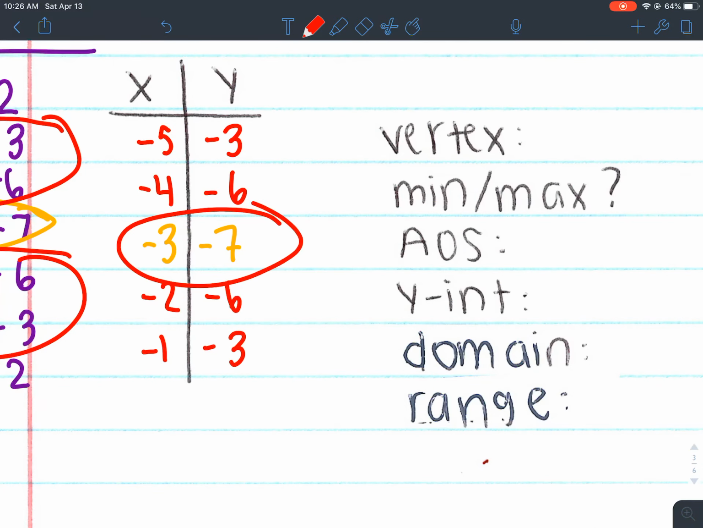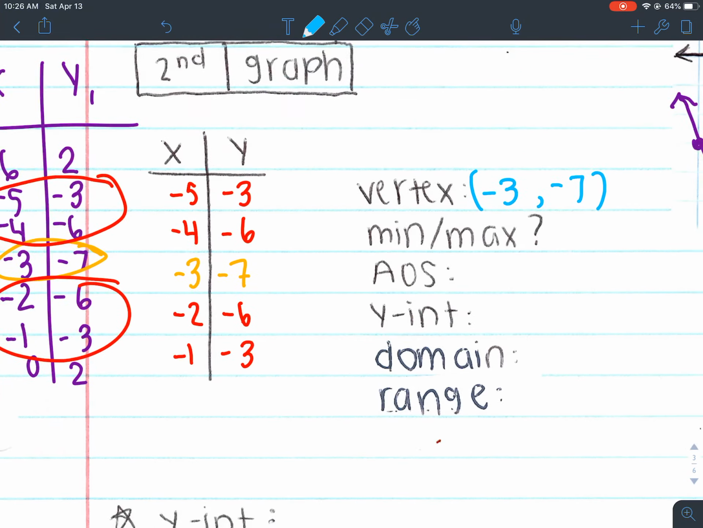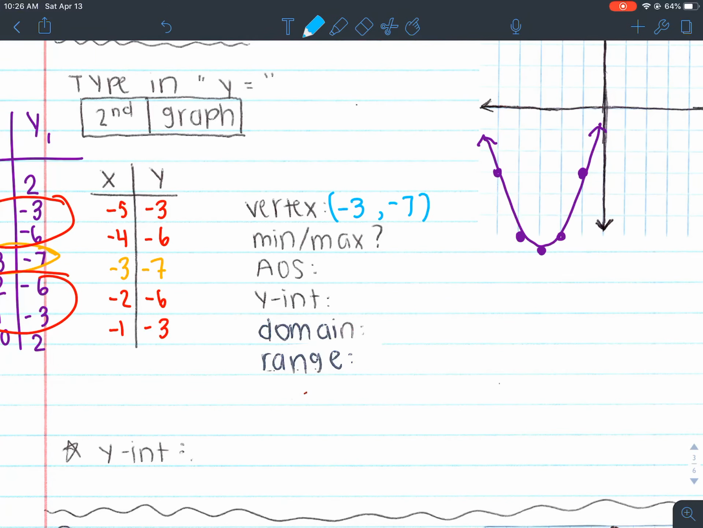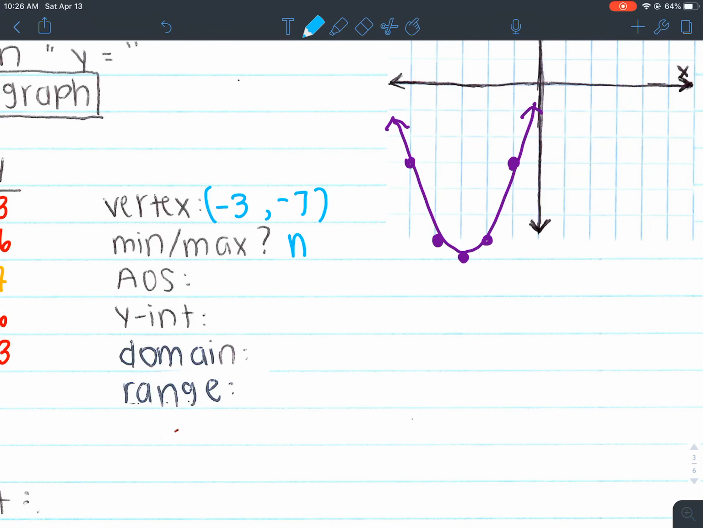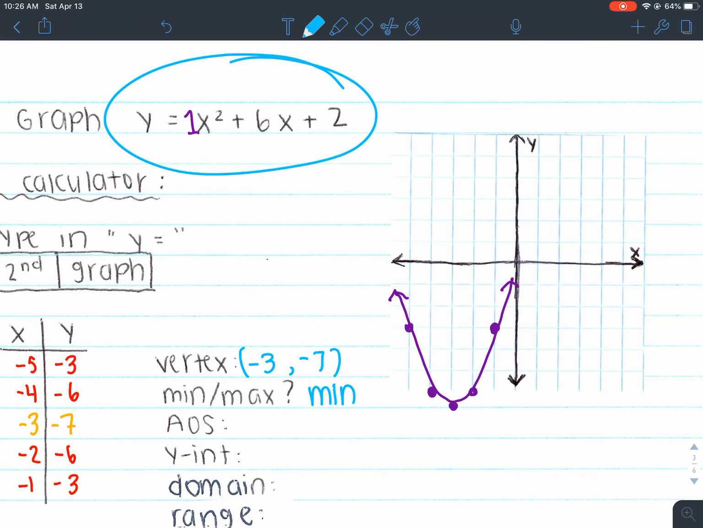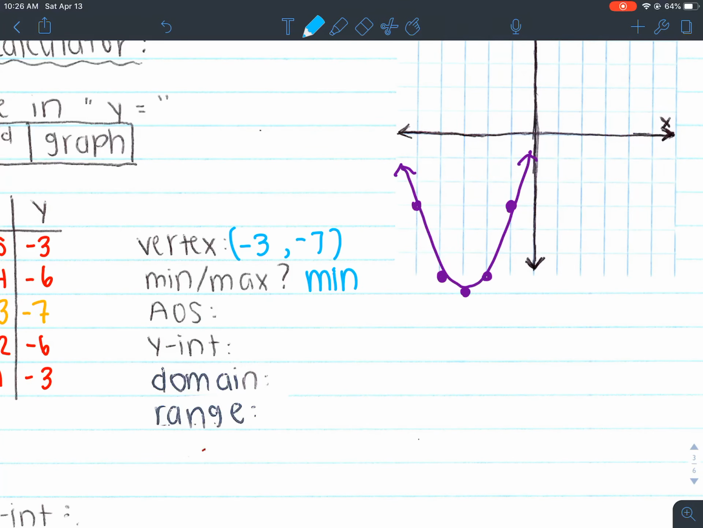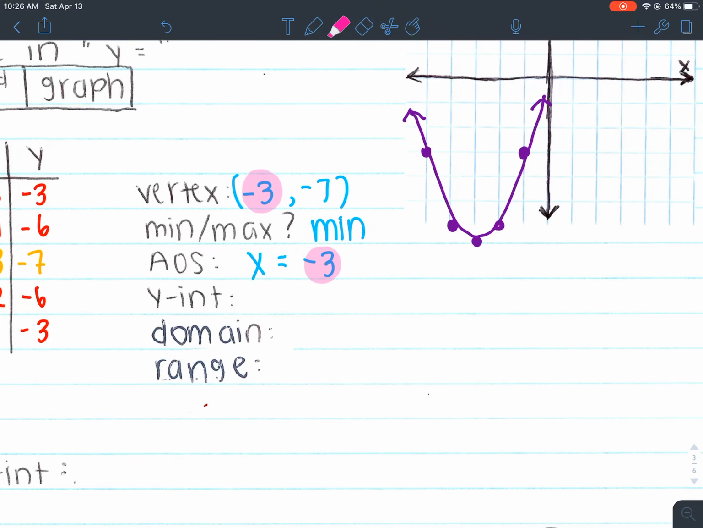But you also know that from the middle of your table, it's going to be their middle point here. So that's going to be -3, -7. And remember, it's an ordered pair, it's a point. Now your min or max, it's going to be a min this time, again, actually, because there's a lowest point. Remember, it's opening up. And we're correct, because over here, a was positive, so it's going to open up. Axis of symmetry is always written as x equals. And remember, it goes through the vertex, so what's the x value of your vertex? -3. I'll highlight that for you just in case you forget.